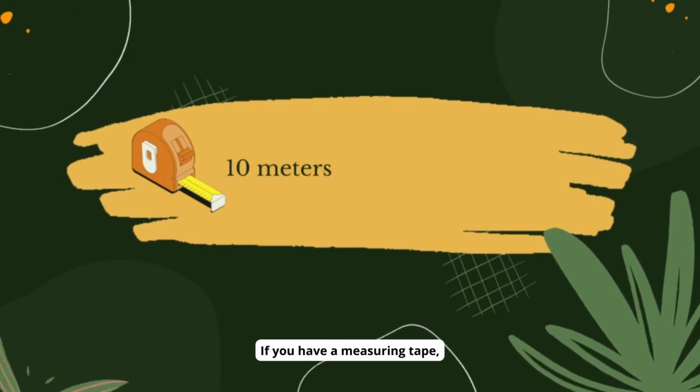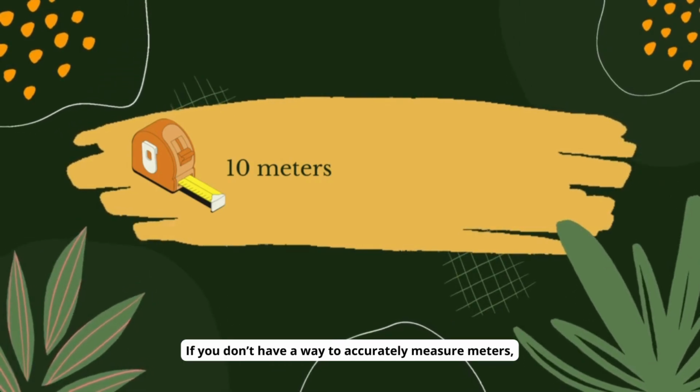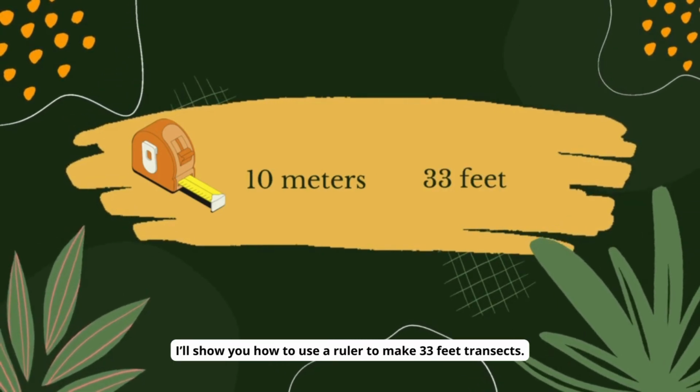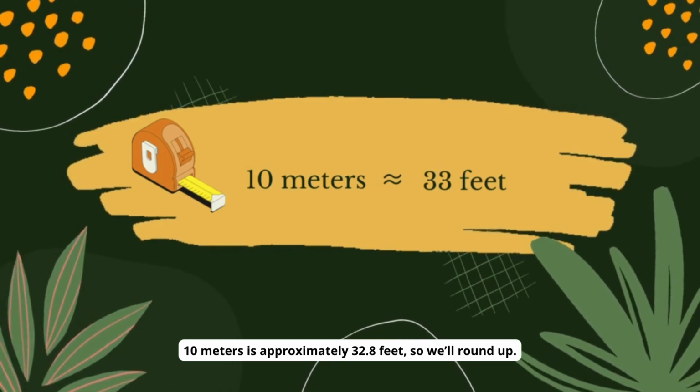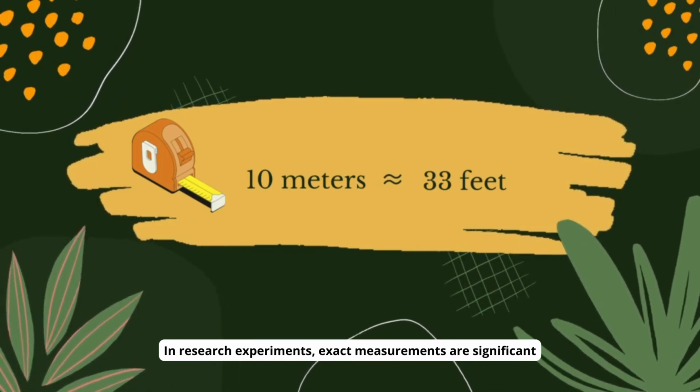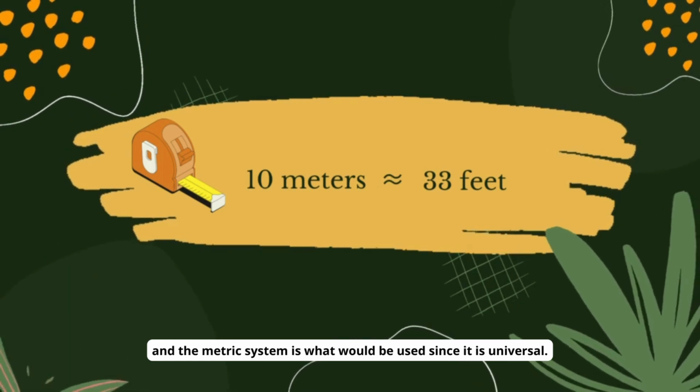If you have a measuring tape, make your transects 10 meters. If you don't have a way to accurately measure meters, I'll show you how to use a ruler to make 33 feet transects. 10 meters is approximately 32.8 feet, so we'll round up. In research experiments, exact measurements are significant, and the metric system is what would be used since it is universal.